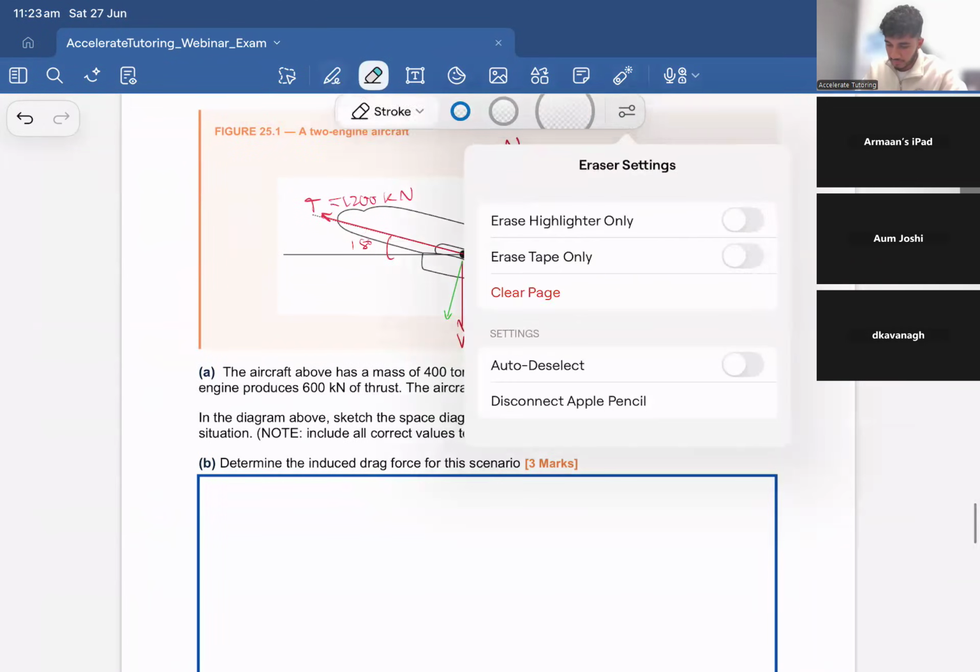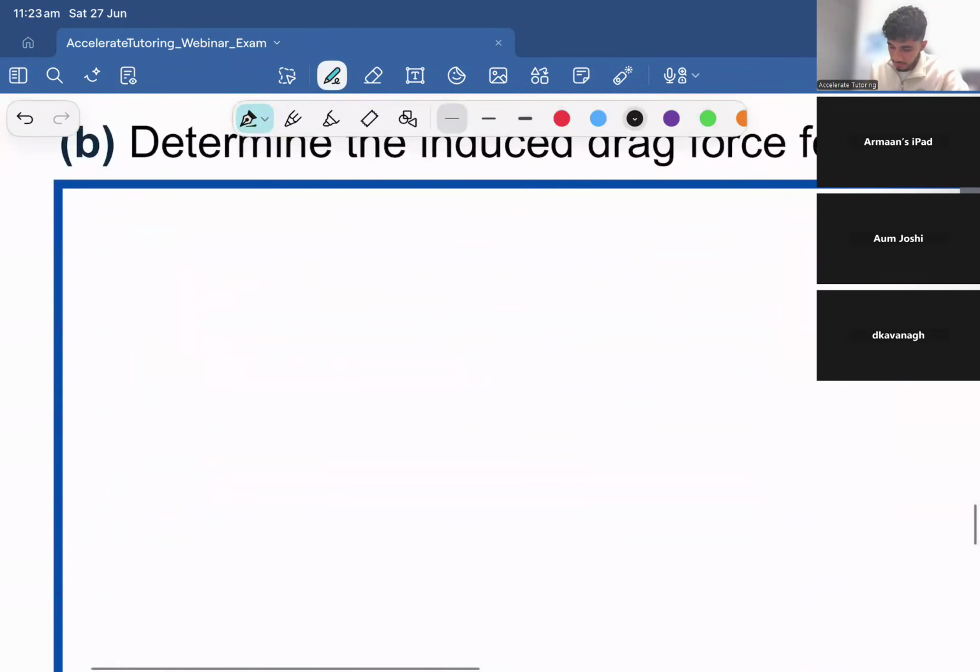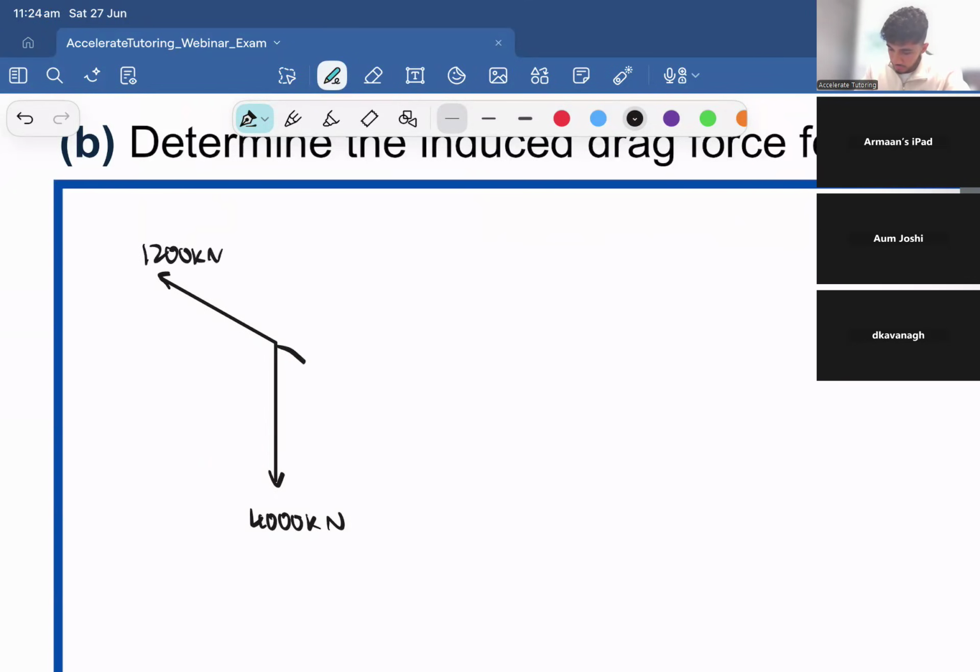So we can just take it over to the next part, draw up my quick sketch again. I have my weight, which is 4,000 kilonewtons. I have my drag. I show my thrust, that's 1,200 kilonewtons. We have our drag.